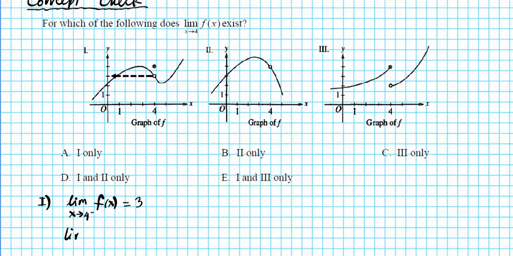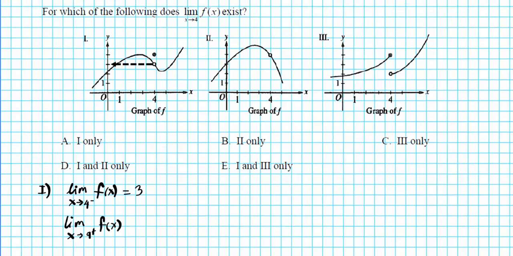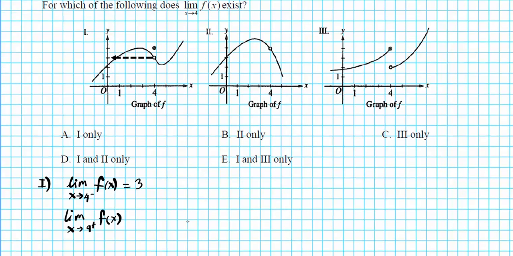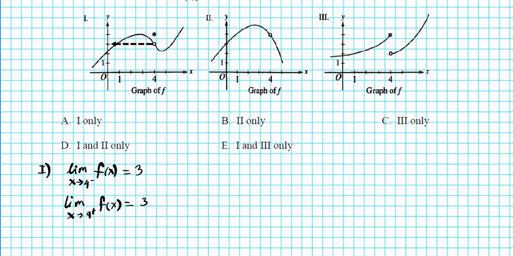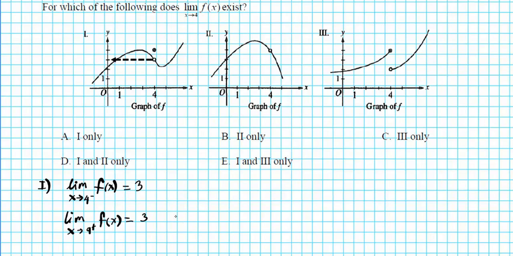Now, how about your right-handed limit? As the function approaches 4 from the right, you're still approaching that point that's not defined along the curve, but defined somewhere else. So you look at your y coordinate, which is 3 also. Now, since the left and right-hand limits are equal, what does that mean? It means that the limit exists. Okay, that's what we're checking for.